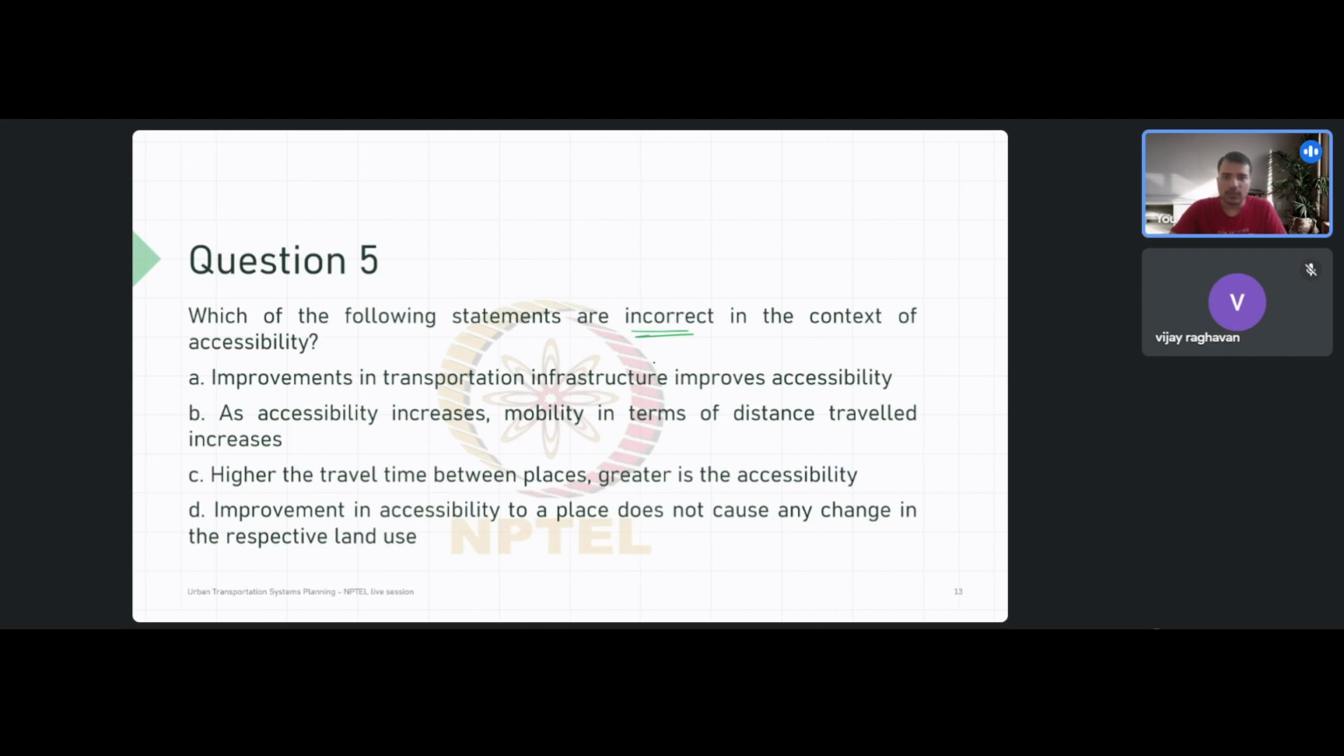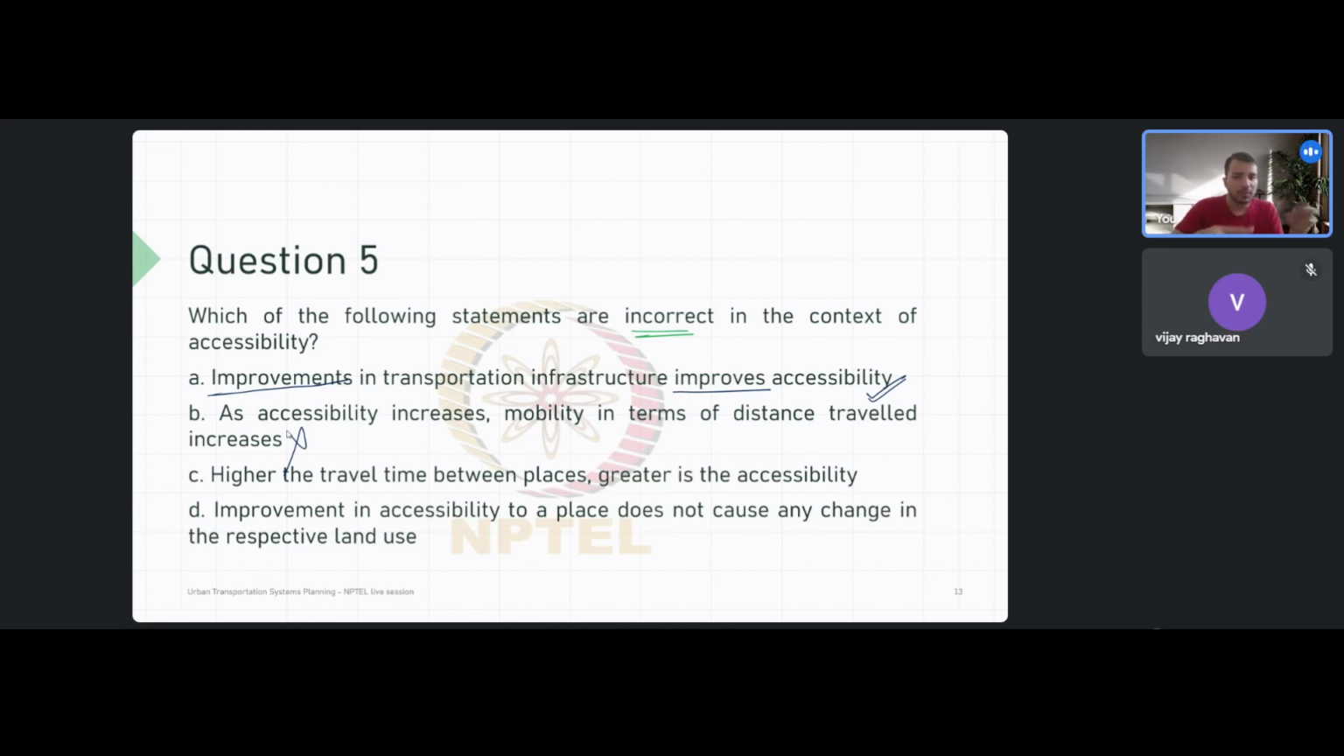Let's see. So first is improvements in transportation infrastructure will improve accessibility. So this is true. We are providing more number of buses, better roads, so it can improve the accessibility. So this is basically a correct statement. Then accessibility increases, mobility in terms of distance traveled will increase. So this we can remove, because if we can go easily to some other far away place, mobility will reduce because we may not want to travel too much in that case, because when we can easily go to far away places, we'll quickly come back.